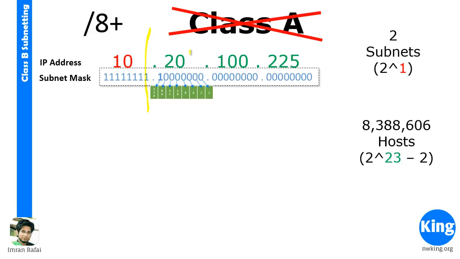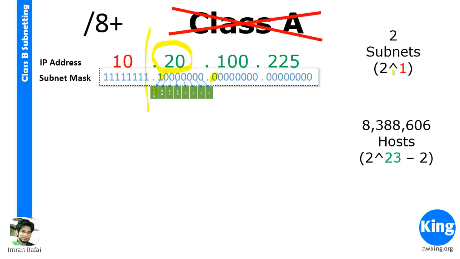Where is the borrowed bit? The borrowed bit is still in the second octet. Consider another case where you had borrowed, let's say, 8 or 9 bits. If you borrow 9 bits, what happens? It goes here. Then you would be working on the third octet, right? We will work on an example a little later in this video, but for now, we are working on the second octet. The place value of the second octet is 128.